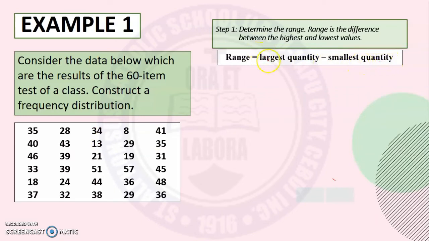So let's find first our largest quantity. In this given set of values, the largest number is 57, while our smallest number is 8. So let's subtract these two numbers, and that is equal to 57 minus 8, which is 49. So that means the value of our range is 49.